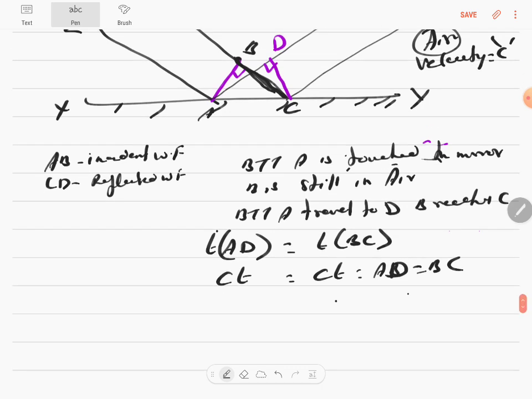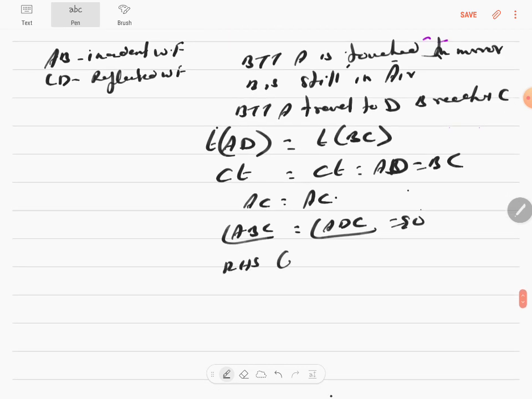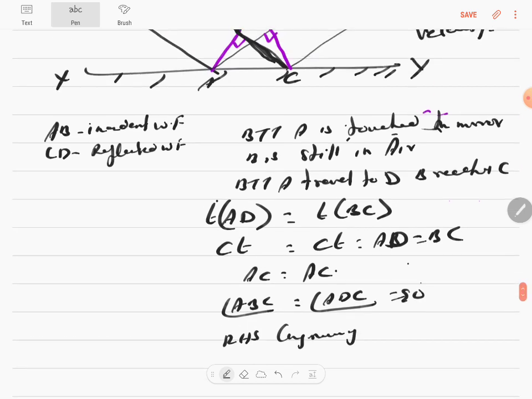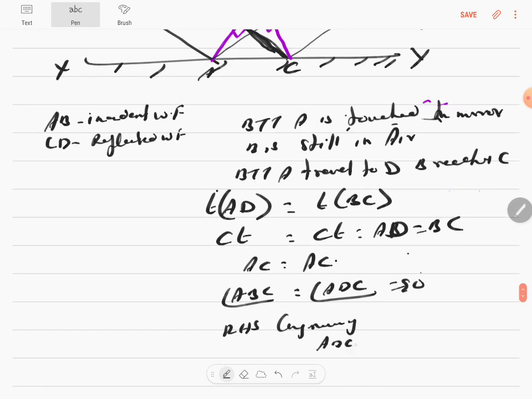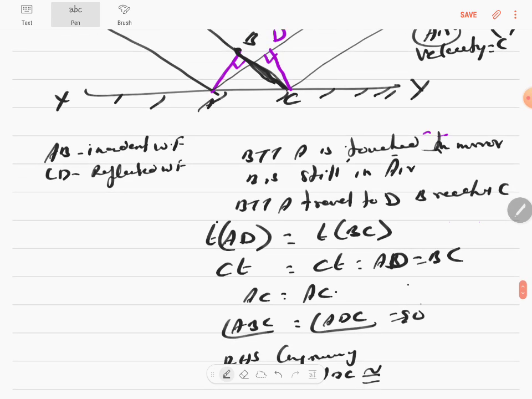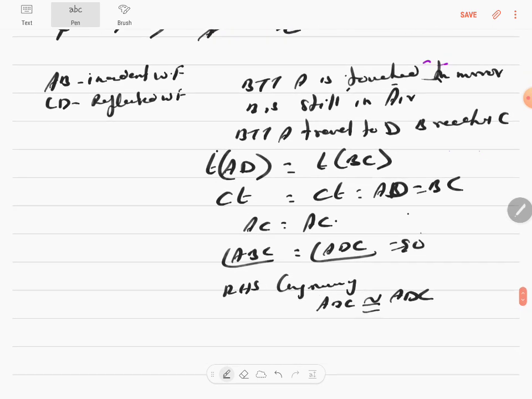You also know AC is the common hypotenuse, and angle ABC is the same as angle ADC, which is 90 degrees. Hence by RHS congruency, the two triangles are congruent. That is, triangle ABC is congruent to triangle ADC.